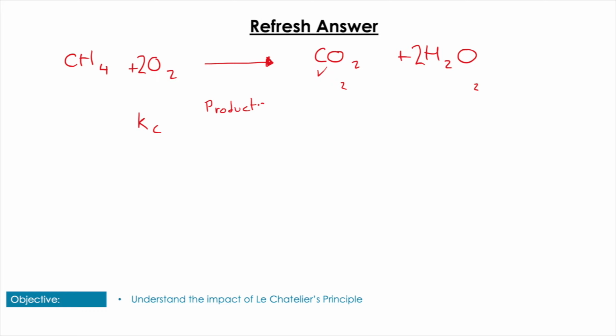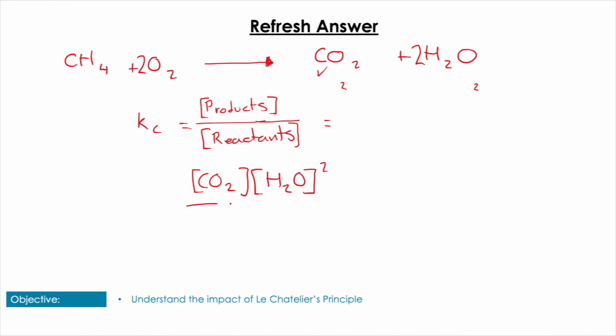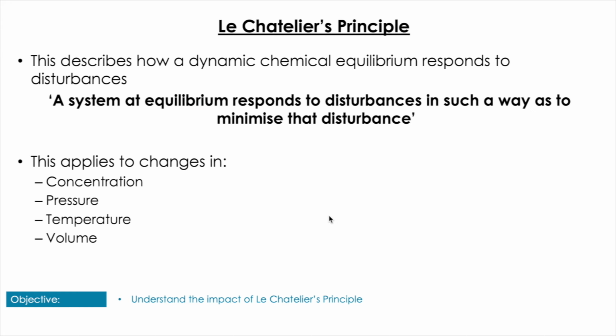Remember, Kc is going to be our concentration of our products divided by our concentration of our reactants. So our products being CO2 and H2O, and remember to give it H2O to the power 2 all over CH4 times O2 again squared.